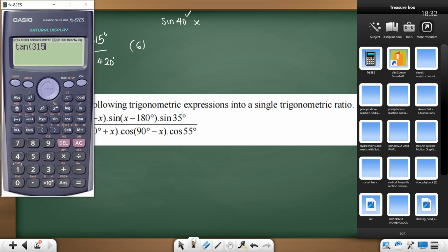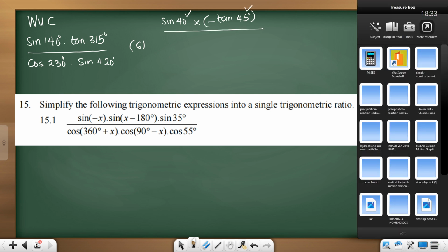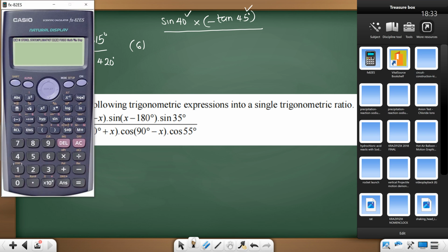Calculator. Tan 315, shift tan, answer. What am I getting? Negative 45. So it's negative tan 45 degrees. I'm on my second mark, over cos 230. Just use your calculator. Cos 230, shift cos, answer. What do you have? 130.